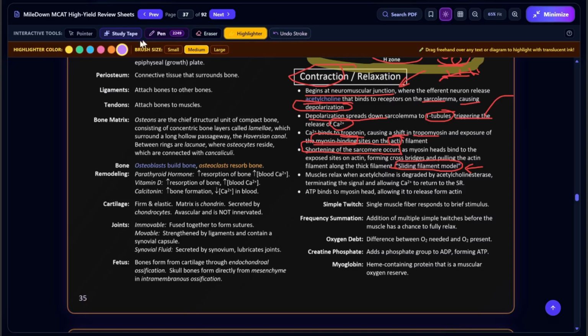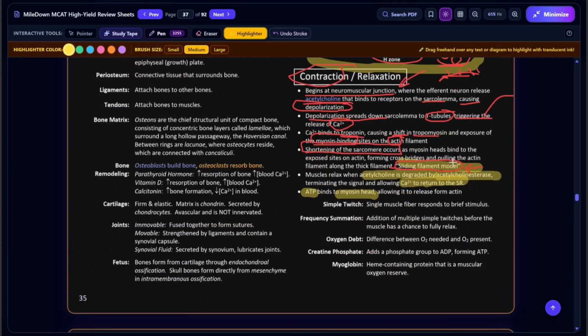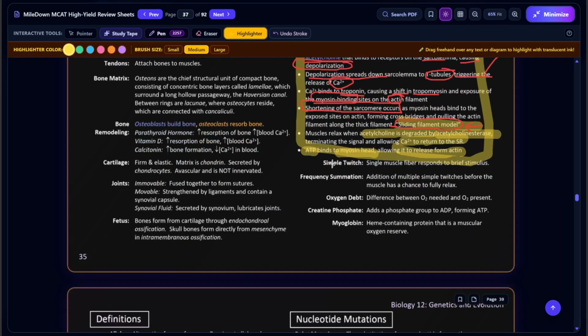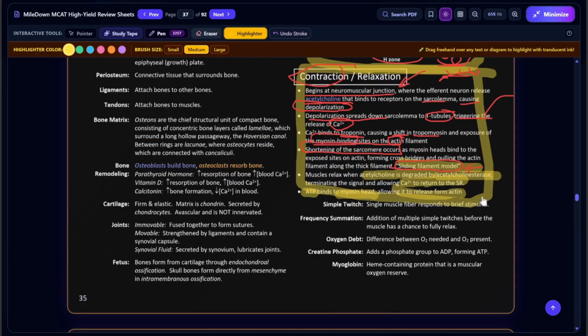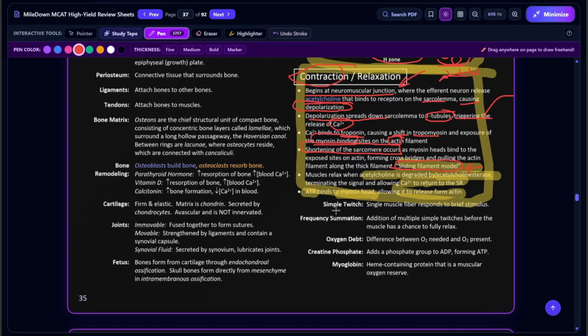So let me just get yellow color. Yeah, and the muscles relax when acetylcholine is degraded by an enzyme called acetylcholinesterase, terminating the signal, allowing calcium to return back to the sarcoplasmic reticulum. And then ATP binds back to the myosin head, as we saw earlier in the other diagram. There are not many diagrams about it here, so watching a video on the sliding filament model will probably help a lot too, allowing release from actin. So the actin-myosin binding site should release when the muscle is now resting and no longer being contracted.